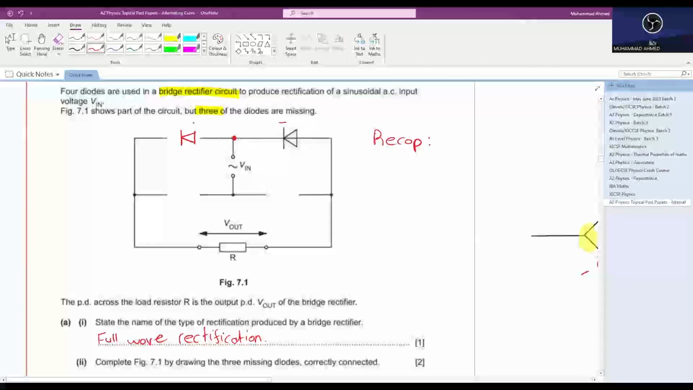Here we had a negative, so here I had to put a positive. Similar will apply for the downside. Something like this. These are how we will mark your four diodes.